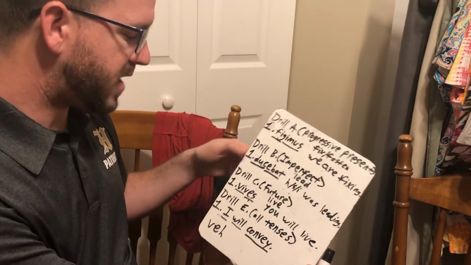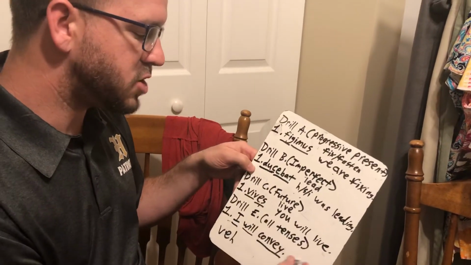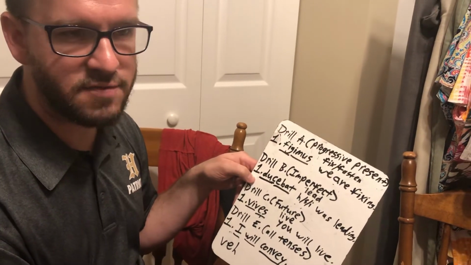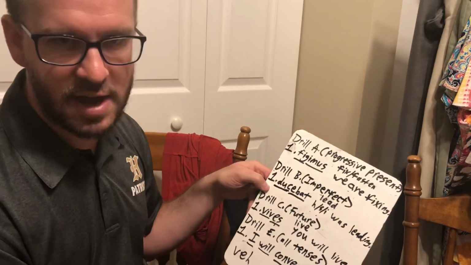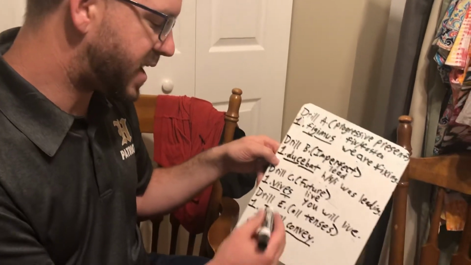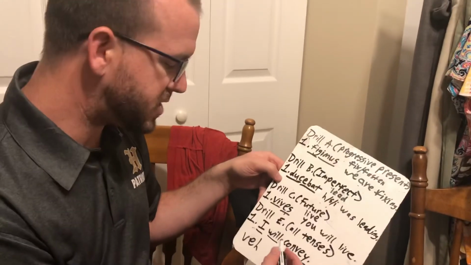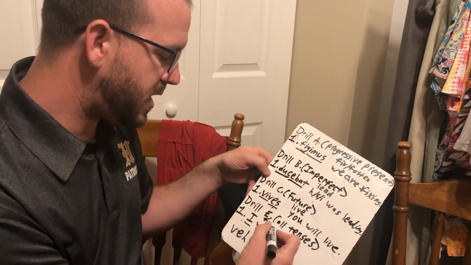All right, so let's move down to drill E. So this one we can use all tenses. It just depends on what the word is. They're not going to give us the tense ahead of time like they did in other sections. We've got to figure it out. So let's look at this. We've got I will convey. Well, we see will, we know that's going to be future tense. So I'm going to write a little F-U-T on top.